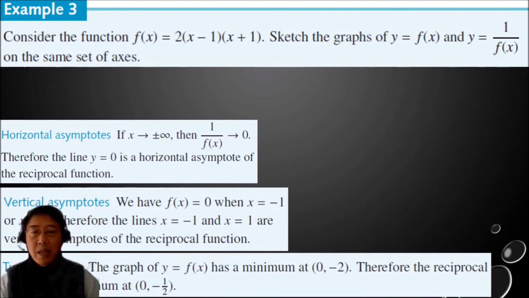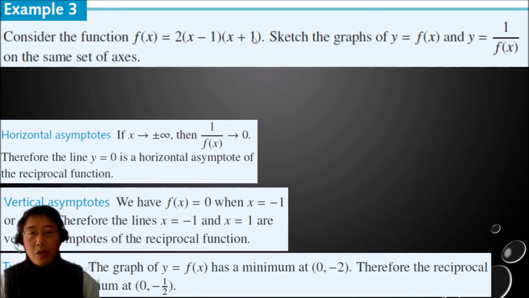For the vertical asymptotes, you look at the x-intercepts of your original function, which are x equals -1 and 1. You will have two vertical asymptotes for the reciprocal function, and if you approach from the left or the right, looking at the sign, you can know that the reciprocal will be positive infinity or negative infinity.